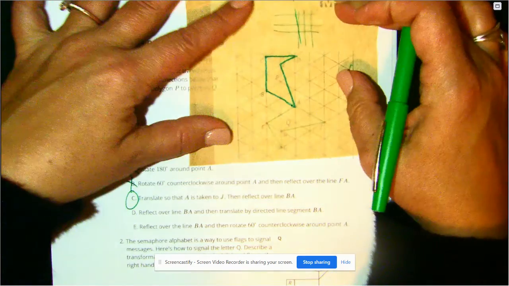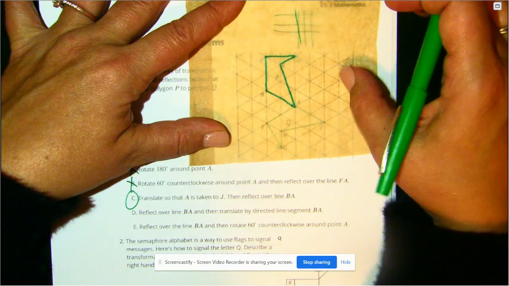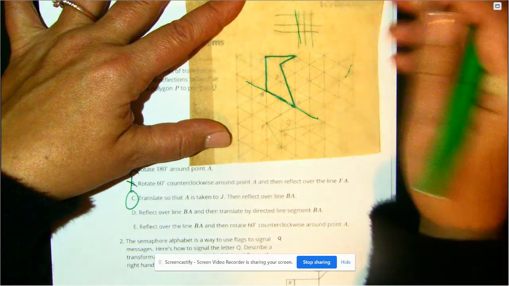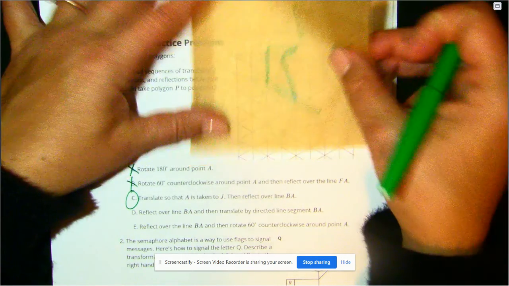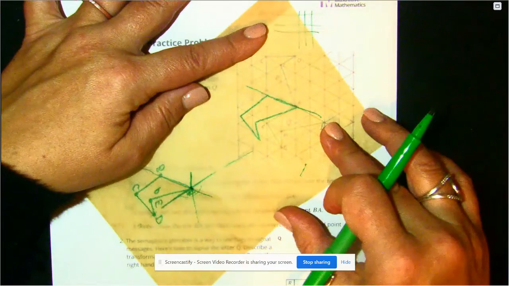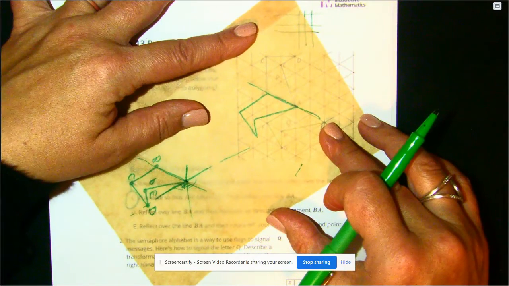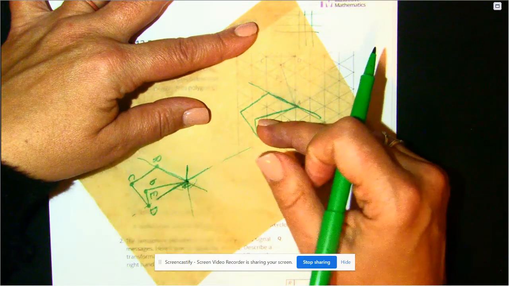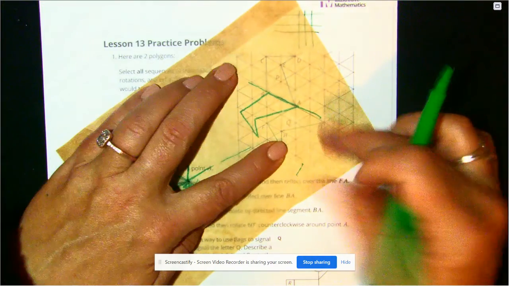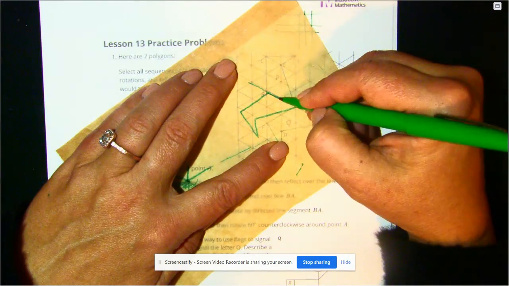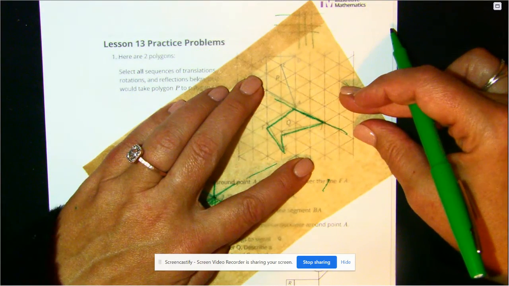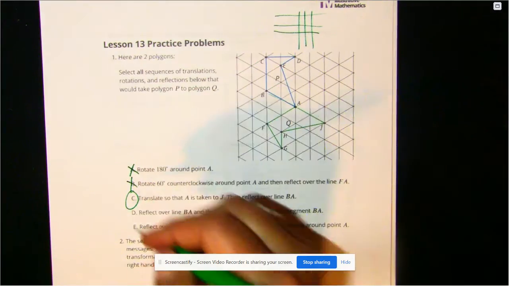Okay, the next one says reflect over line BA. So here's line BA. So I'm going to just flip it over that. Okay. Then it says translate along directed line segment BA. So then I'm supposed to move it this far. 1, 2. 1, 2. Did that line right up onto, yep, polygon Q.